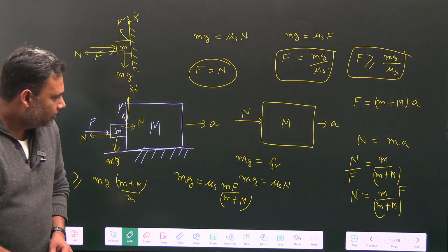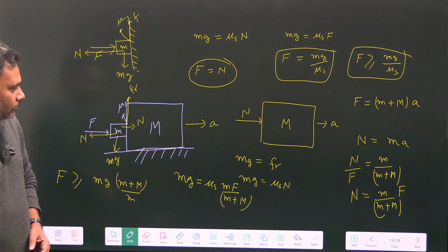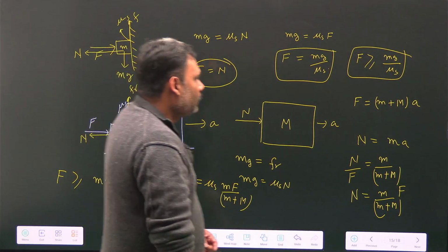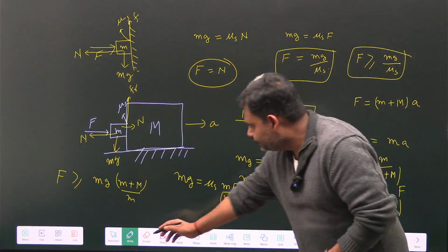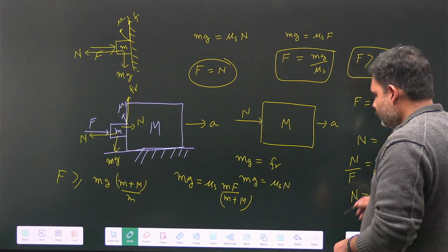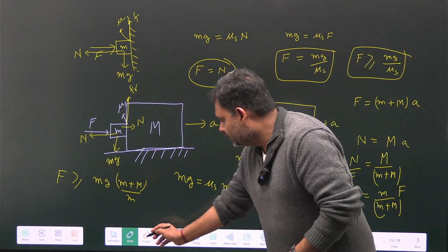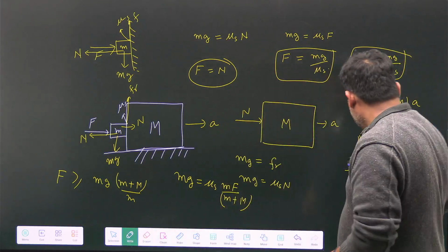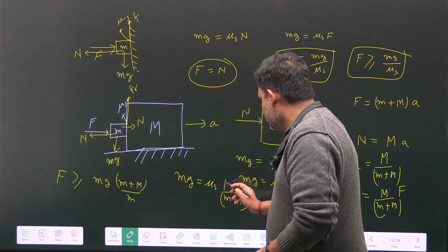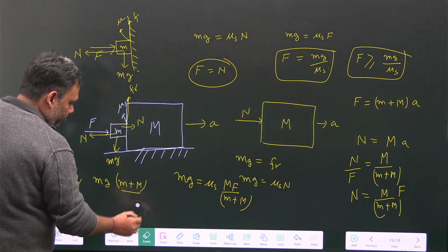Is something going wrong? Just a minute. Oh sorry, here it will be capital M. The normal force is equal to capital M. Sorry, this will be capital M. Just change it. This will be capital M. This will also be capital M, and this again will be capital M. So now you can find this value, and this value is equal to capital M.